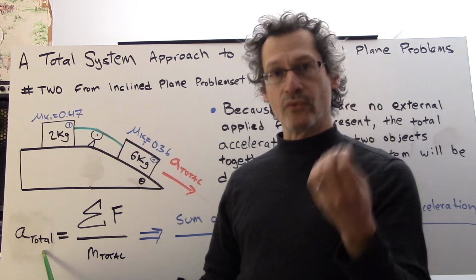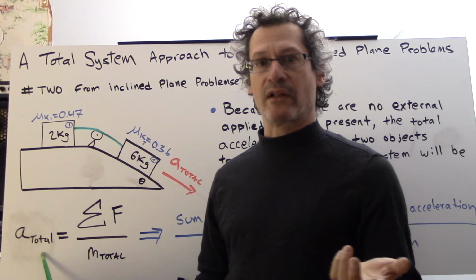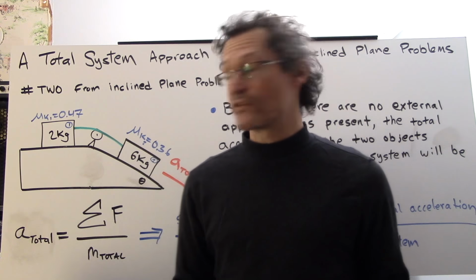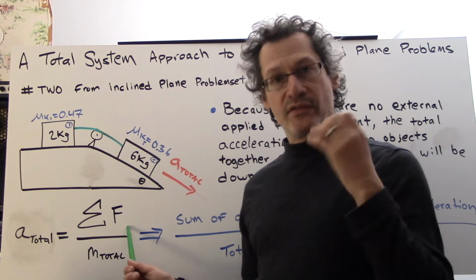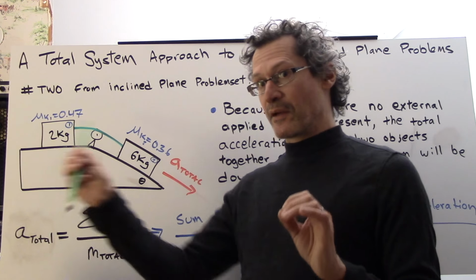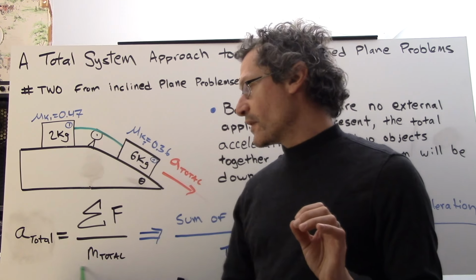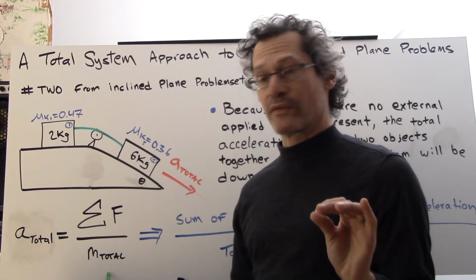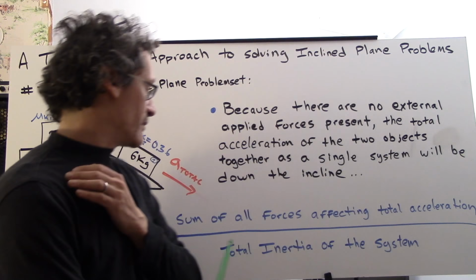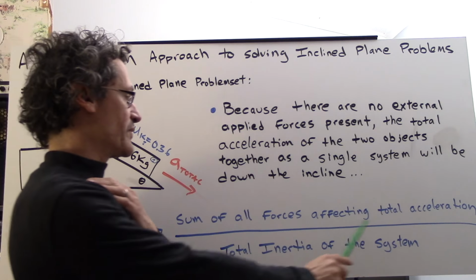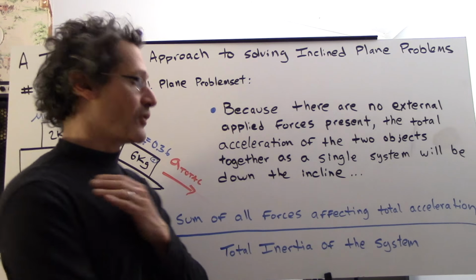This is Newton's second law rewritten in terms of acceleration, the factors that affect the acceleration of the system. So those factors are the sum of all the forces in the system that would affect the acceleration, divided by the total inertia of the system. So that's written in pure English here: sum of all forces affecting total acceleration divided by total inertia of the system.